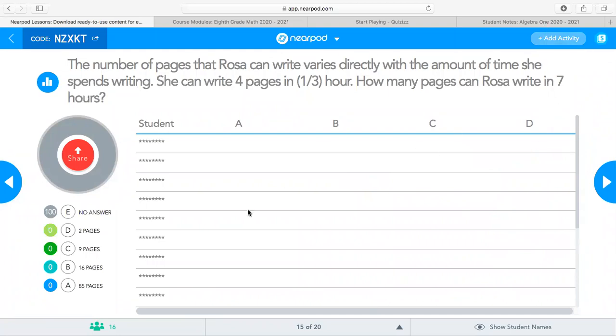All right, the number of pages that Rosa can write varies directly with the amount of time she spends writing. She can write 4 pages in 1/3 hour. Automatically, I would write 4 pages in 1/3 of an hour. How many pages can Rosa write in 7 hours? So how many pages? I'm going to just put a P here.